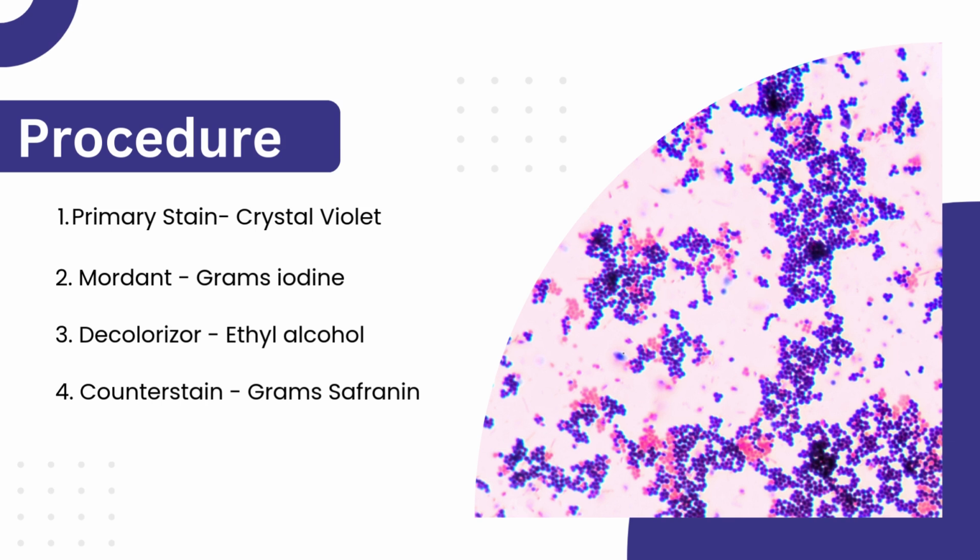This is the overview of the procedure of the gram stain. First, primary stain, which is crystal violet. Second is the mordant, gram's iodine. Third is the decolorizer, ethyl alcohol. And finally, fourth, the counterstain, gram's safranin.